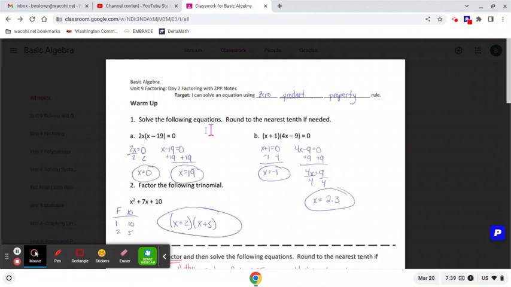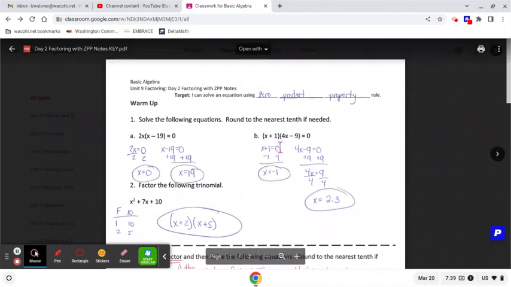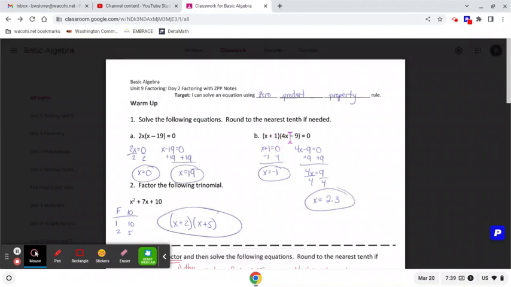This is what we saw yesterday, zero product property, where it was already factored for us. So I see a set of parentheses. I'm going to set that set of parentheses equal to 0. I see a variable on the outside of the parentheses. I'm going to set that equal to 0, and that's going to give me my two different answers. Same thing over here. I have two different sets of parentheses. I set each equal to 0, and I solve.